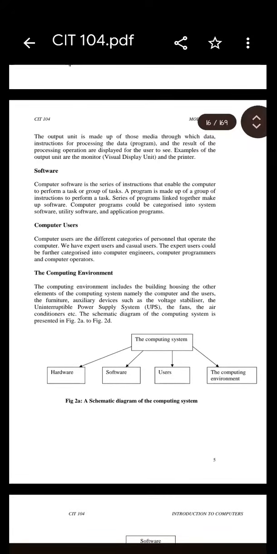So, we enter the computing environment. What do you mean by computing environment? The computing environment includes the building, the housing elements, and other things that surround the computer. Anything that surrounds the housing that the computer is put in, like the cabinet that they put the system inside so the dust will not enter it, or the AC that makes this room cool for us computer users to use, they are all called the computing environment.